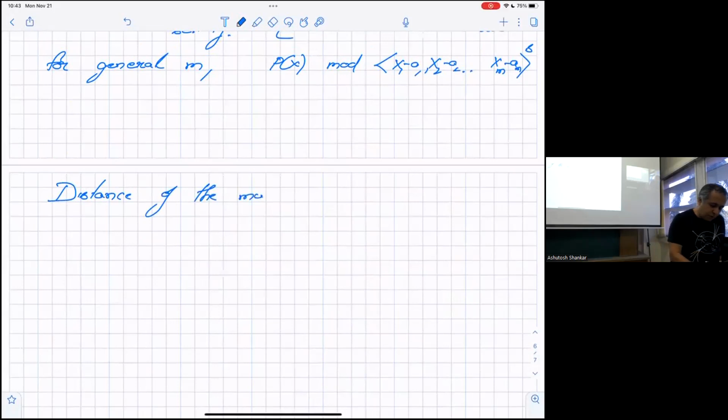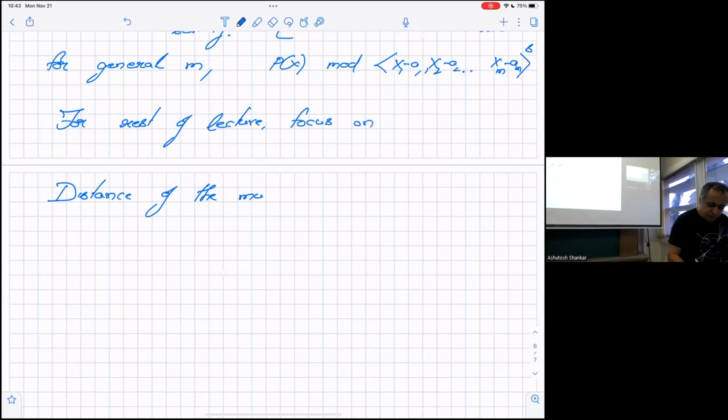What we will do now: we defined multiplicity code very generally for the m-variate case. For the rest of the lecture, we will focus on m equal to 1, the univariate case. We'll come back to the higher multivariate case later.